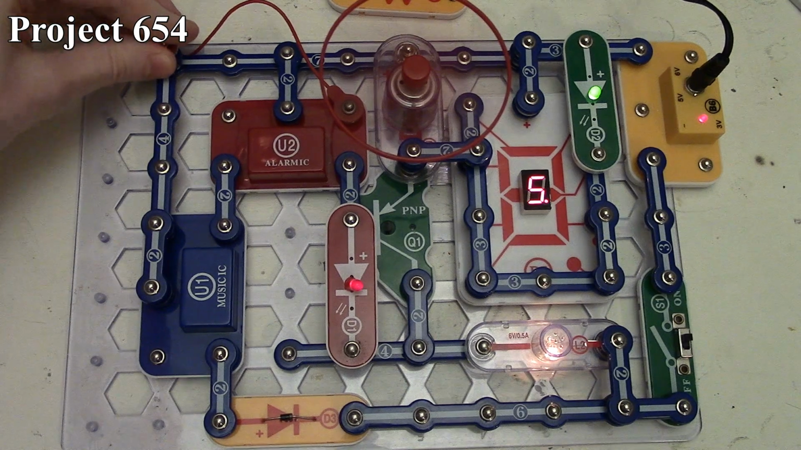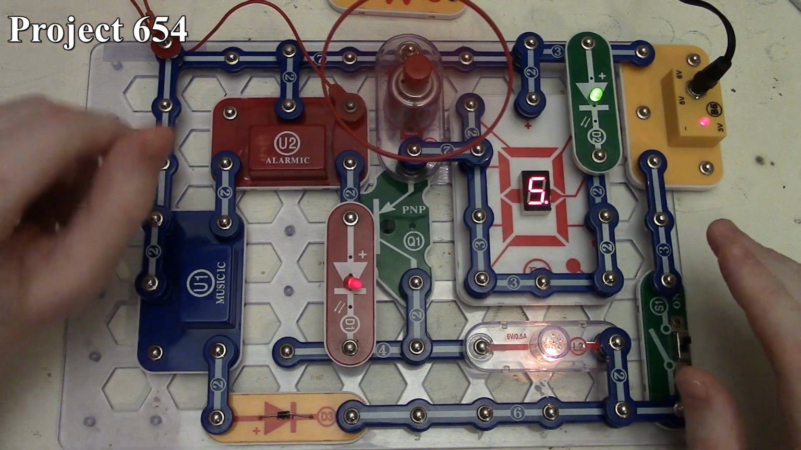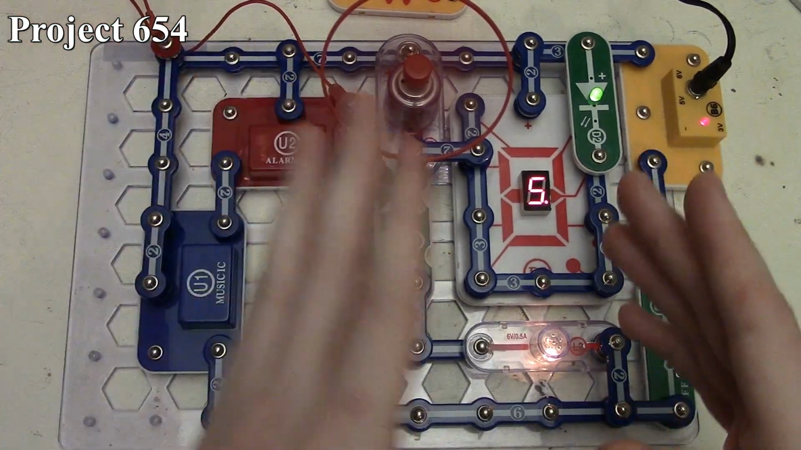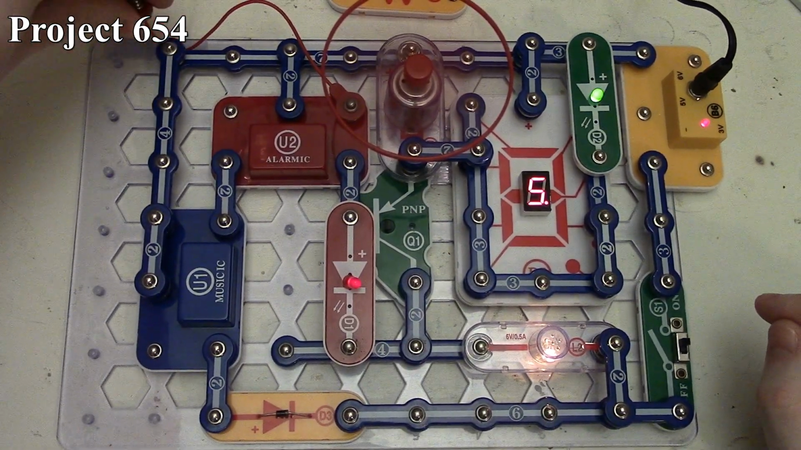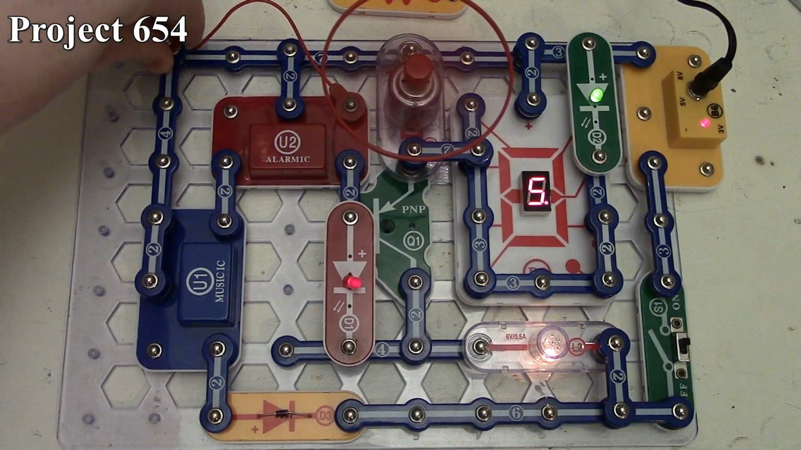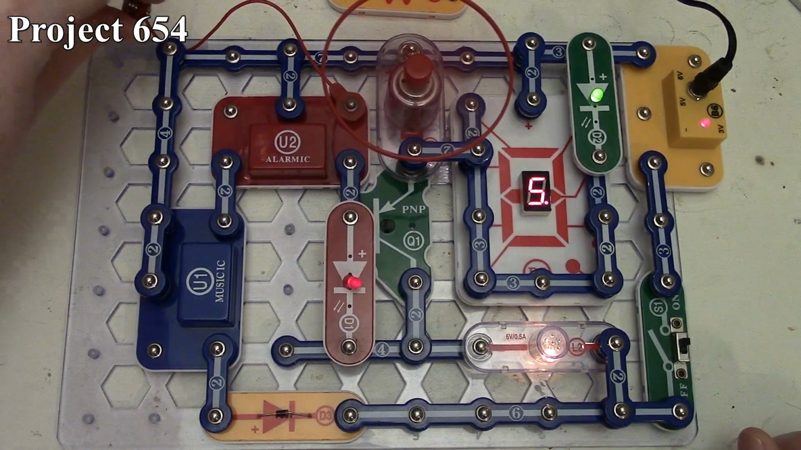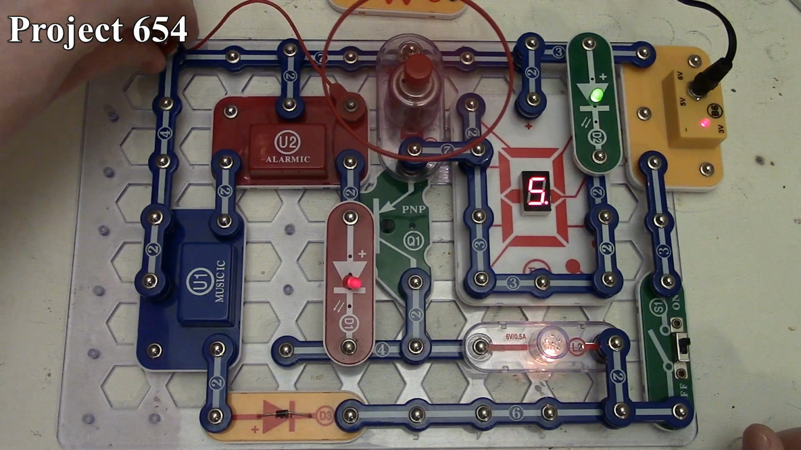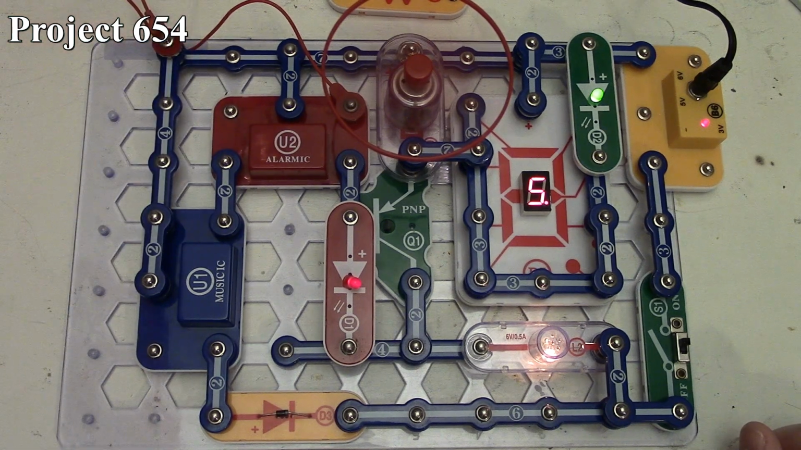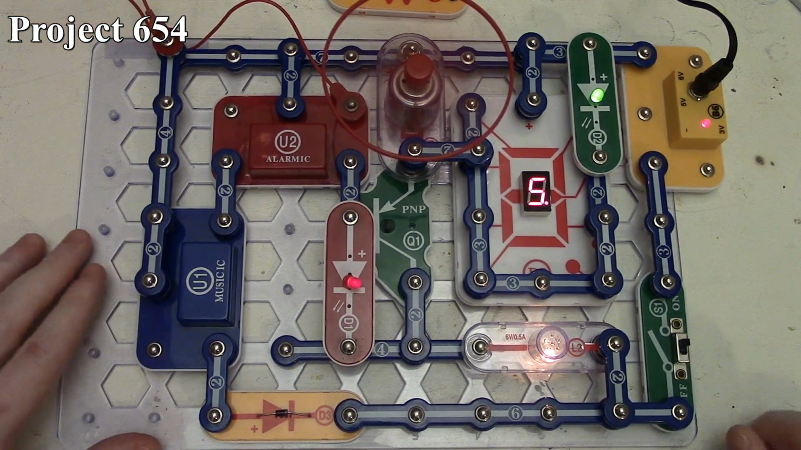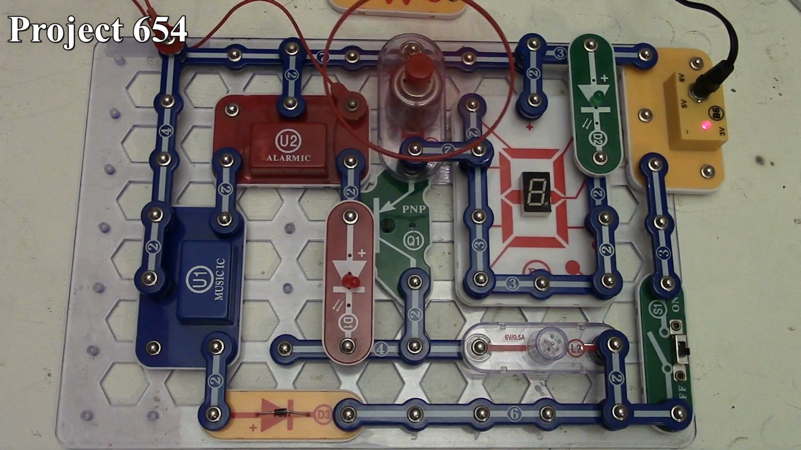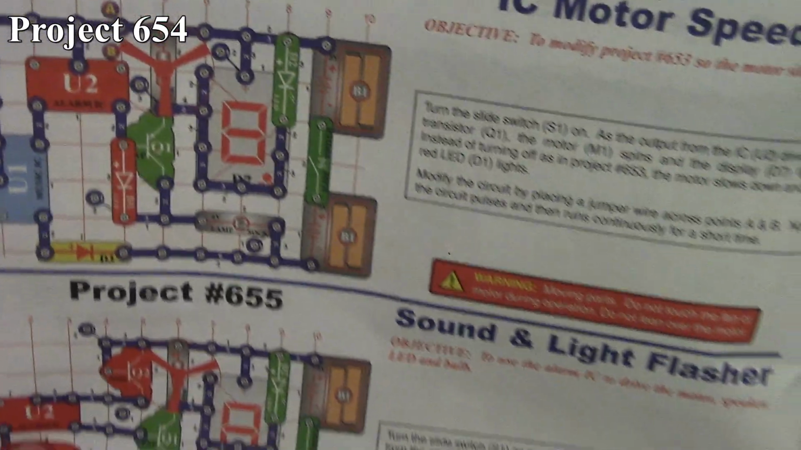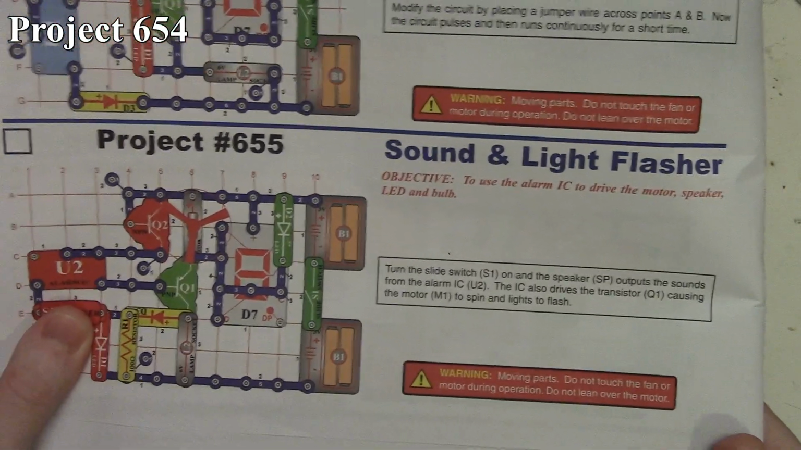And we can adjust the speed of the motor a little bit by putting an additional connection on our alarm IC. So that affects the alarm IC's output, which of course drives the circuit a little bit differently. And the easiest way to see it is to pay attention to our 6-volt lamp, because it changes ever so briefly with the different input that we're providing to the alarm IC. So that's how Project 654 works, and now we're going to look at Project 655, which is the sound and light flasher.